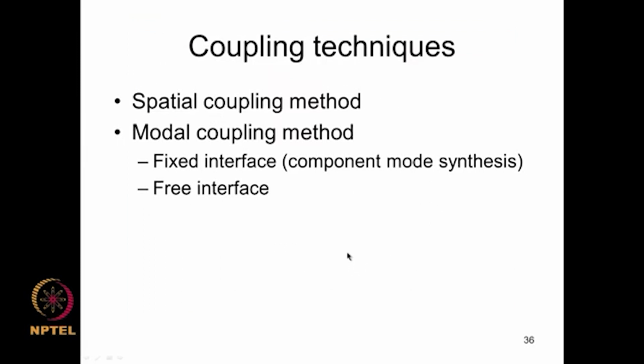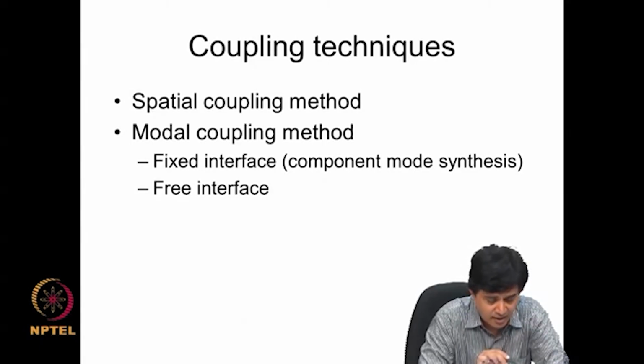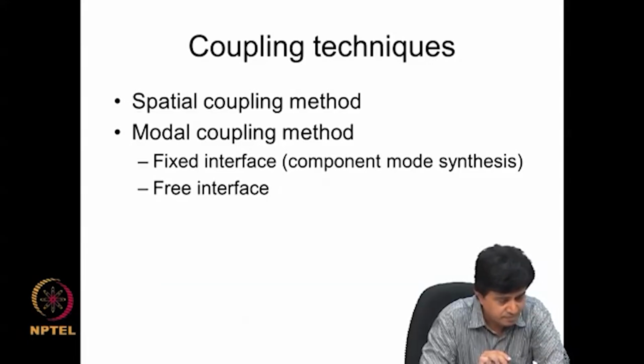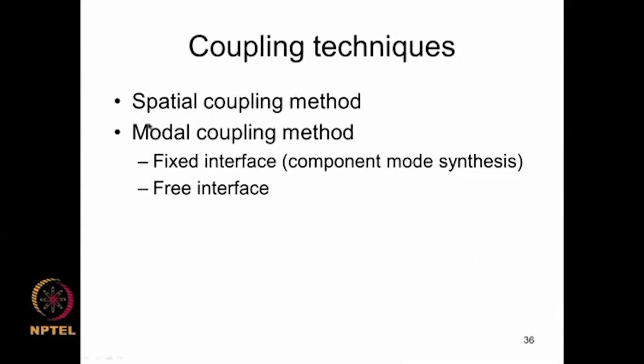Next we considered a situation where again a structure is made up of different components, and the question was, suppose these different components, for example as in a satellite structure, are being designed and developed by different teams, how do we produce a finite element model for the combined system? So here we discussed two classes of methods, that is spatial coupling method and modal coupling method. In discussing the modal coupling method, we discussed component mode synthesis, which is one of the well-known coupling techniques that is used in practice.